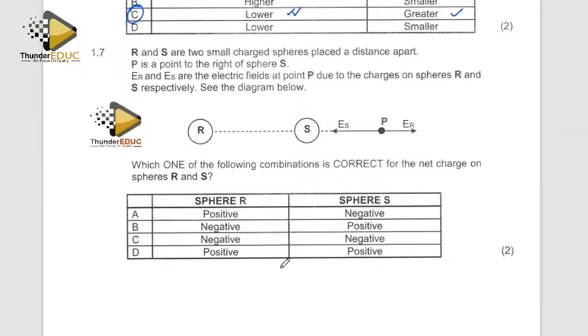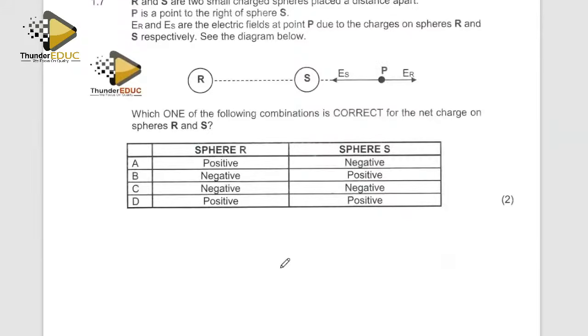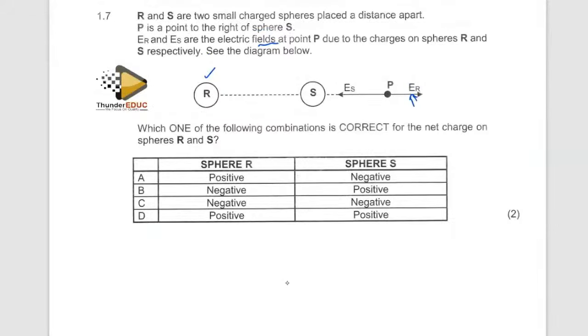Okay, then 1.7, telling us R and S are two small charged spheres. We don't know what's happening here. So when I look at R, because they gave us the net electric fields, this is R, and this is the electric field due to R. Since the direction is like that, there's a repulsion. And we know that P is a positive point charge.